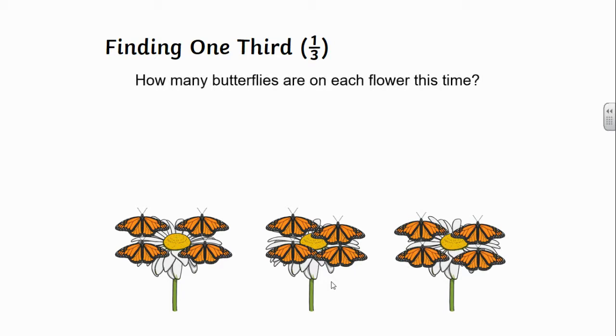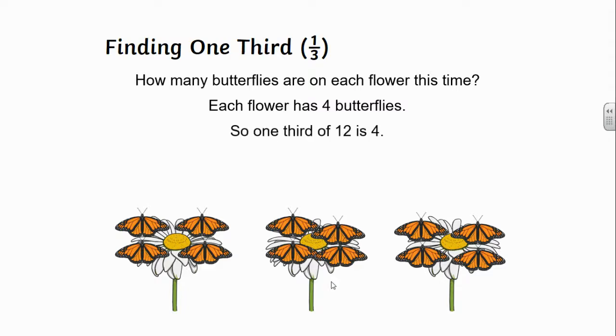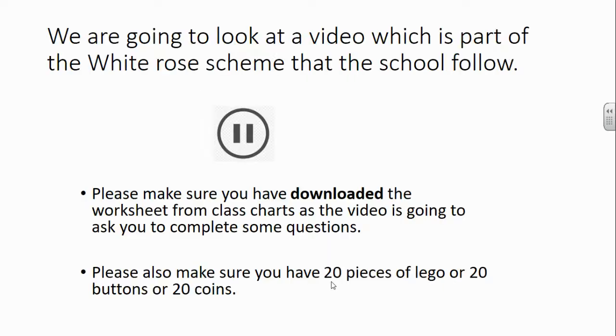So how many butterflies are on each flower this time? That's right. Each flower has 4 butterflies. So 1/3 of 12 is 4. 1/3 of 12 equals 4.